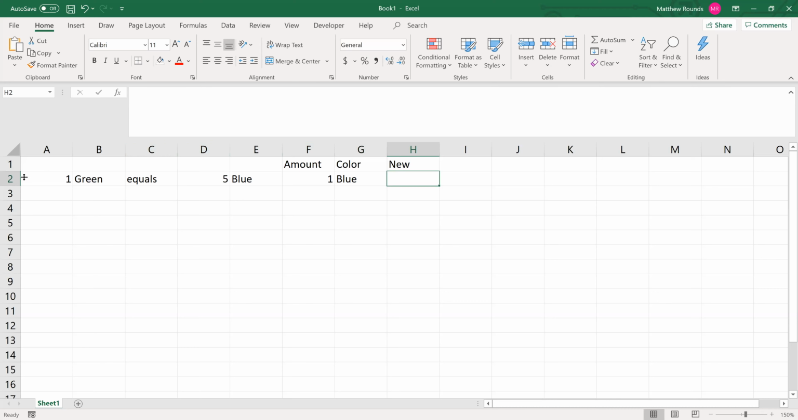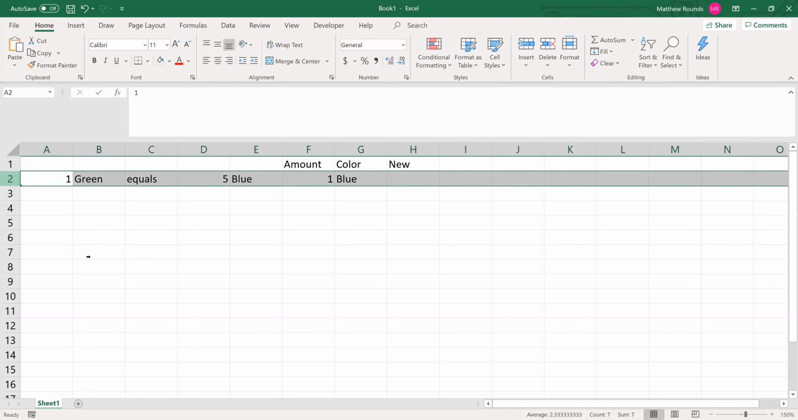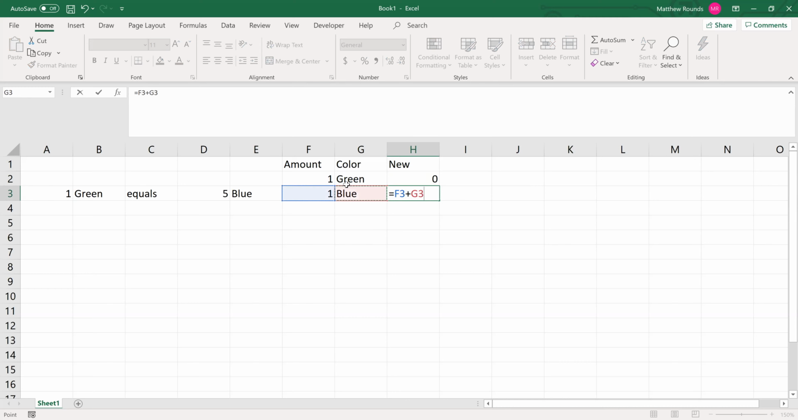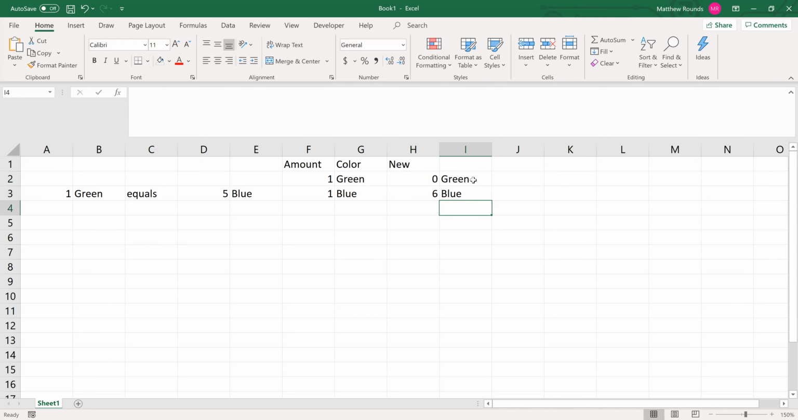We actually have 1 green. So we're going to take that 1 green down to 0. So we're going to go equals this minus this, and then we're going to go equals this plus this. Okay, so now we have 6 blue. Is that okay? Yeah. You kind of follow what I'm doing here.